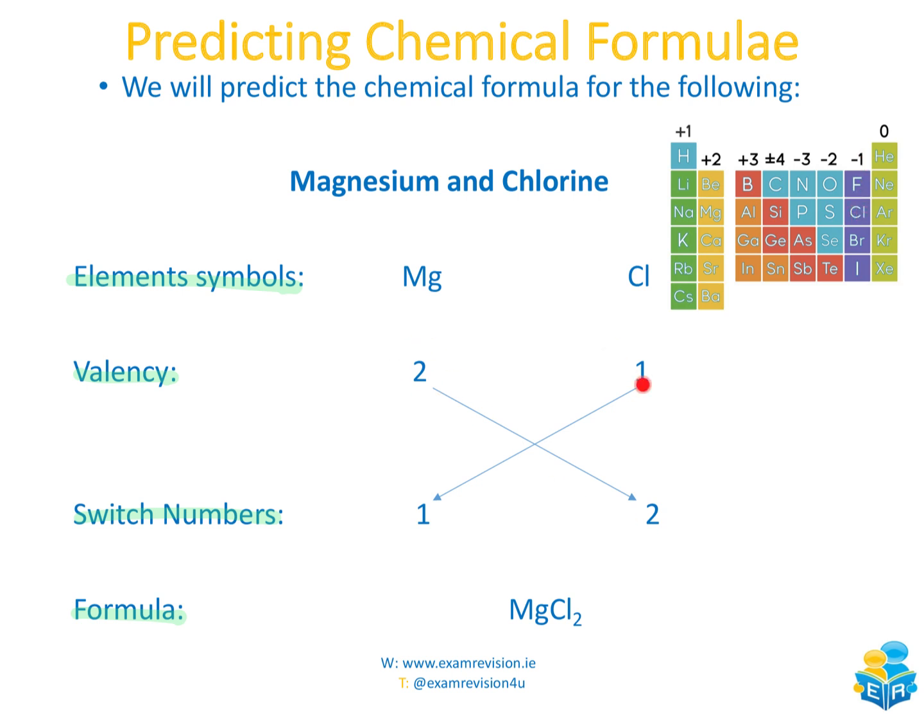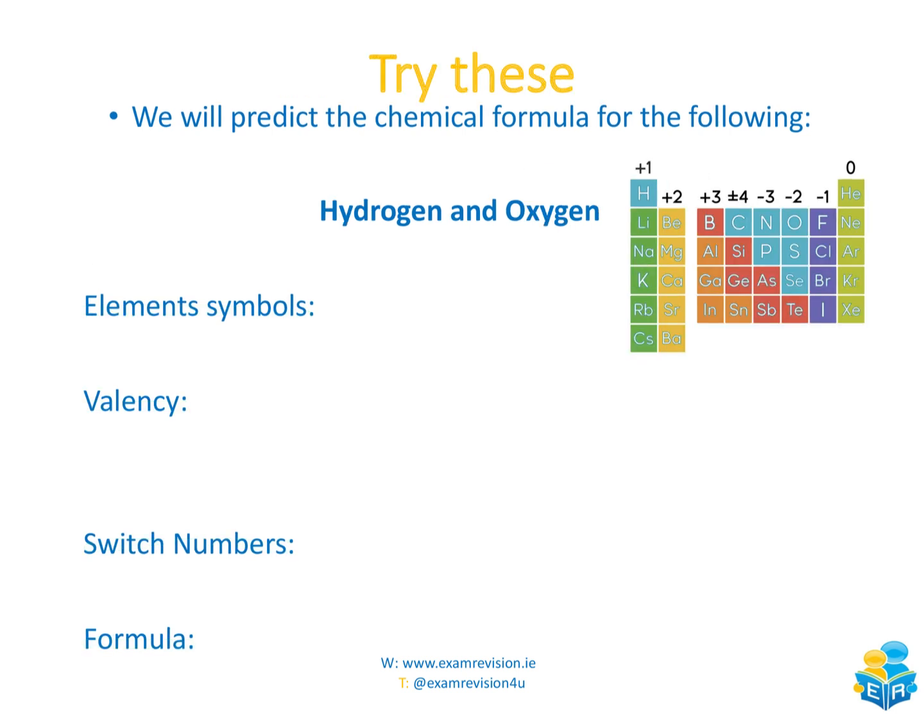We switch the numbers, okay? That means in our chemical formula, we're going to have 1 magnesium and 2 chlorines. So we get MgCl and then a small 2 because we have 2 chlorines. Okay, that's the same for every single one that we do. So we'll have a look at another.